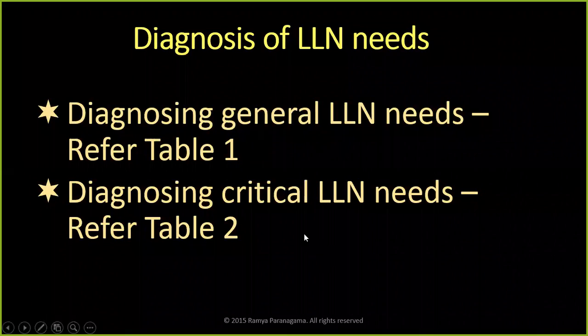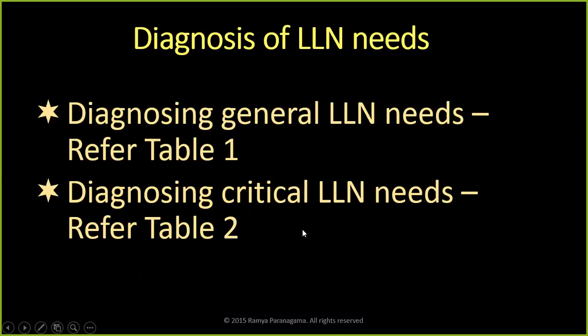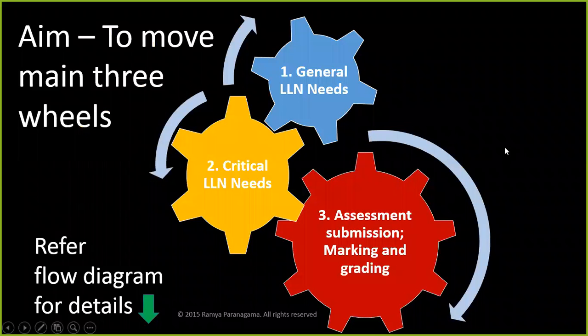That's why the two tables are so important, because one has the general LLN needs and the second one is the critical. Now, we have done this. We got the general skills, we got the critical skills. Now, fine. The next stage is, somehow they have to submit assessments, and then it has to be marked, it should be graded, and the passing grade will be recorded on the learning management system. So now in my head, I'm getting three main wheels here. The purpose of these three main wheels is to move them.